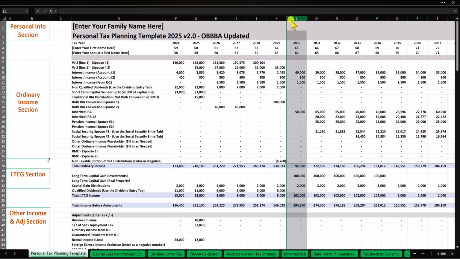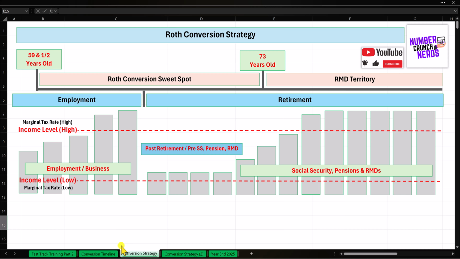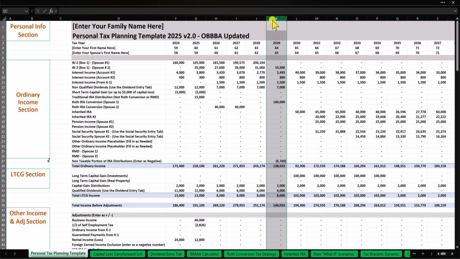This is often the time during the Roth IRA conversion sweet spot years when you have a lot of room in the lower brackets. Going back over here, remember our overall conversion strategy and what it looks like. We have the employment and business income ramping up until retirement. Then we have that early retirement drop in income right here before Social Security, pensions, and RMDs begin. And then we start to see income ramp up again from those retirement items. But this is the early retirement drop right here. And that's what we're going to be calculating out here in these early retirement years.